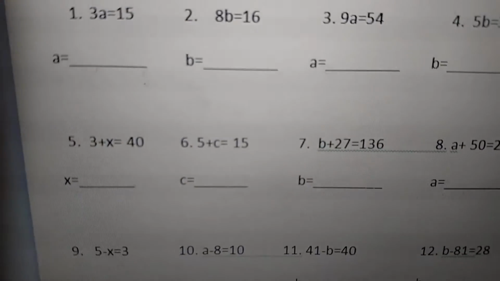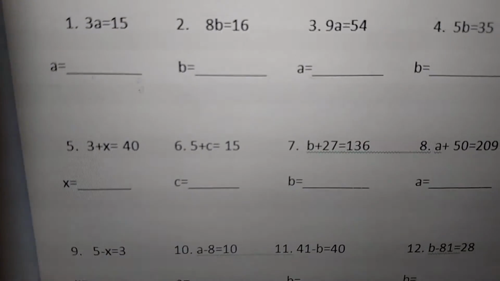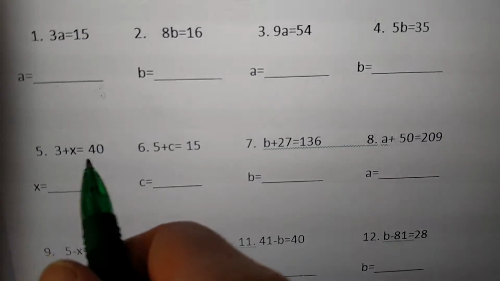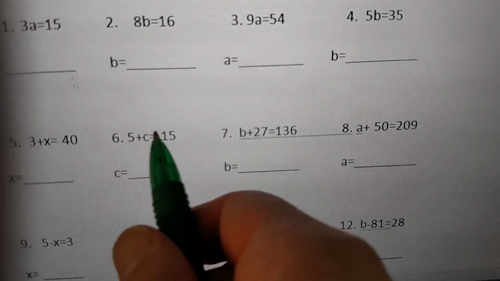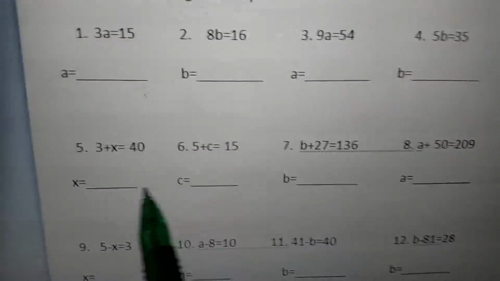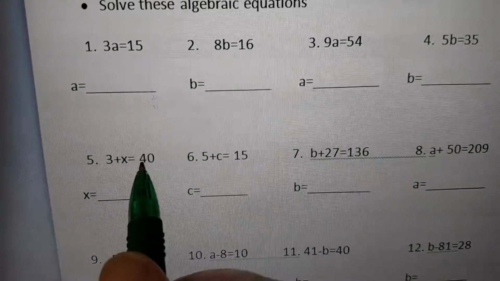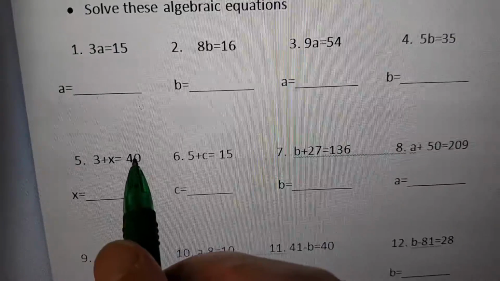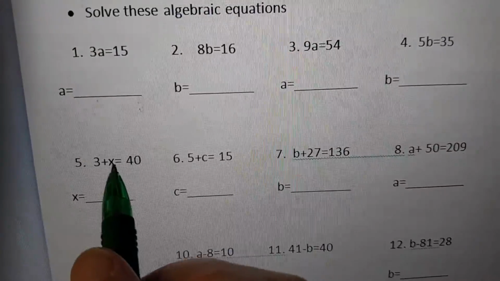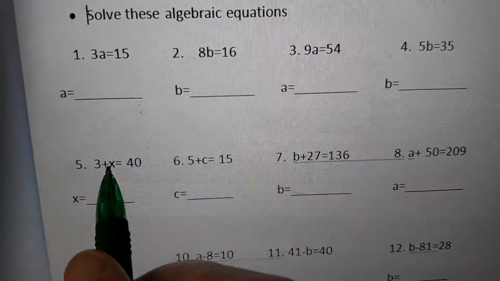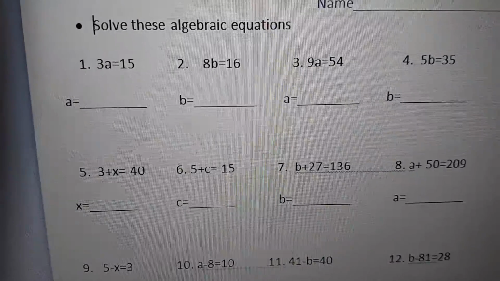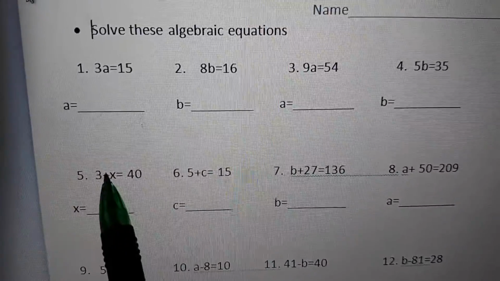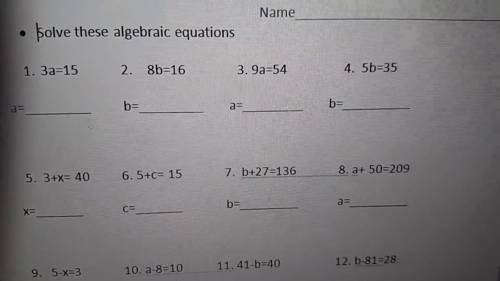Now in this section, we have addition. So we have this one: 3 plus what gives us 40? What does that X equal? 5 plus what gives us 15? What does that C equal? And so forth. As usual, you can do the opposite. If we're adding to figure out the X, we can subtract 3 from our answer to find X. 40 minus 3 would be 37. Let's try it out. Does 3 plus 37 give us 40? It does. So that X must be 37.